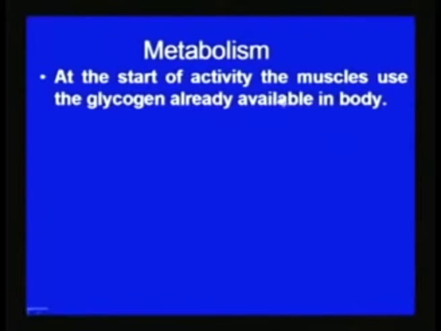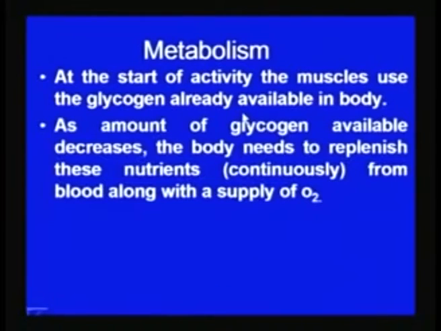For that, a lot of oxygen is required, which should be supplied continuously by the blood to the lactic acid, so that it is dissipated continuously. At the start of any activity, muscles use the glycogen which is already available in the blood, but over a period of time, when the glycogen is consumed, these nutrients are depleted in the body, and the body needs the replenishment of these nutrients.